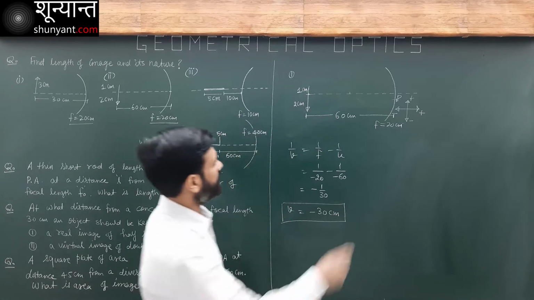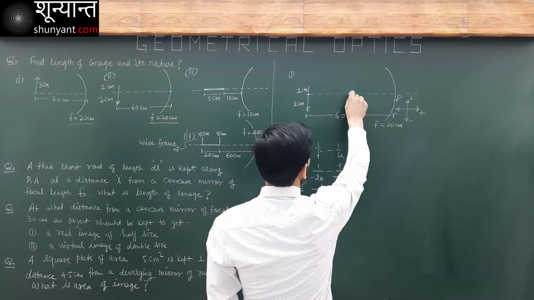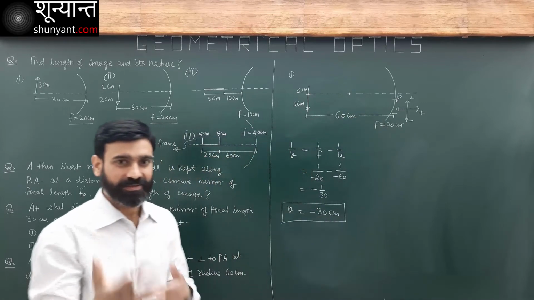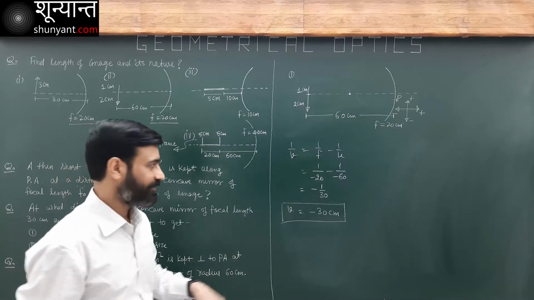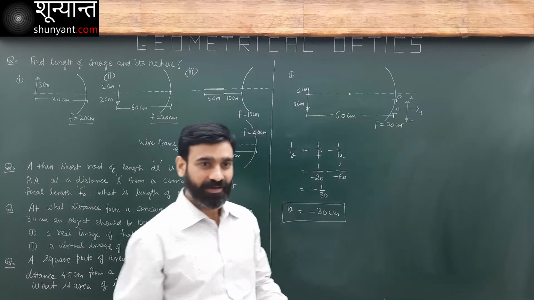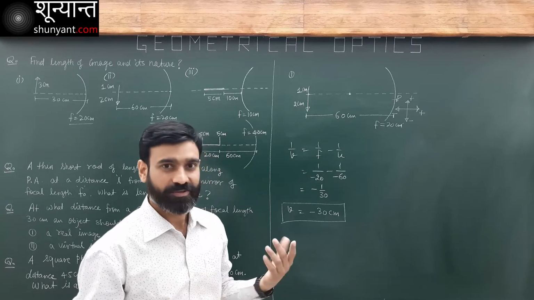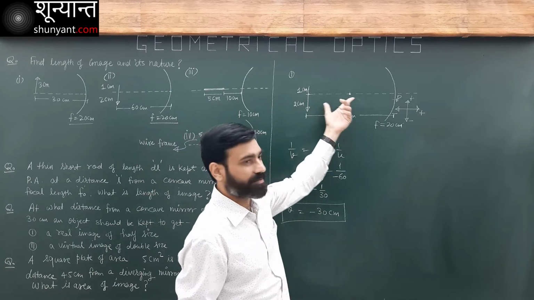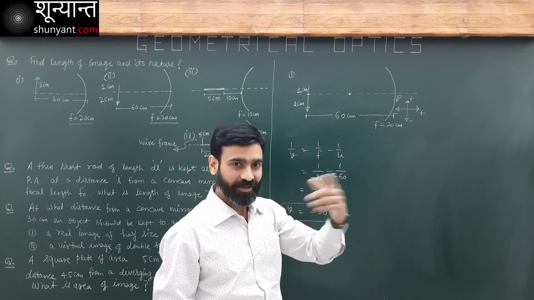Image will form here. They simply interchange. Object and image can be interchanged. I am getting an image here, but what type of image? Will it be real? Will it be virtual? Of course, it is going to be real. I am getting it on the same side. It must be real, so it must be inverted.